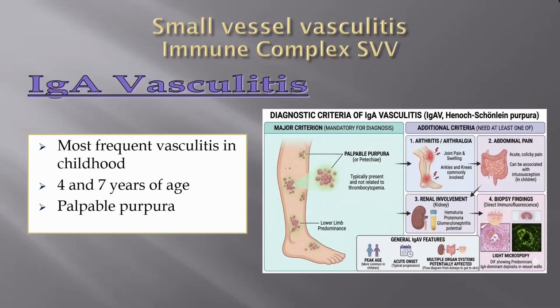The major criterion for diagnosis of IgA vasculitis is the presence of purpuric lesions on the lower limbs of a child, commonly with thrombocytopenia. At least one additional criterion should be present for the diagnosis of Henoch-Schönlein. These additional criteria include arthritis, abdominal pain, renal involvement, skin biopsy showing leukocytoclastic vasculitis, and direct immunofluorescence with IgA dominant deposits on the vessel wall.